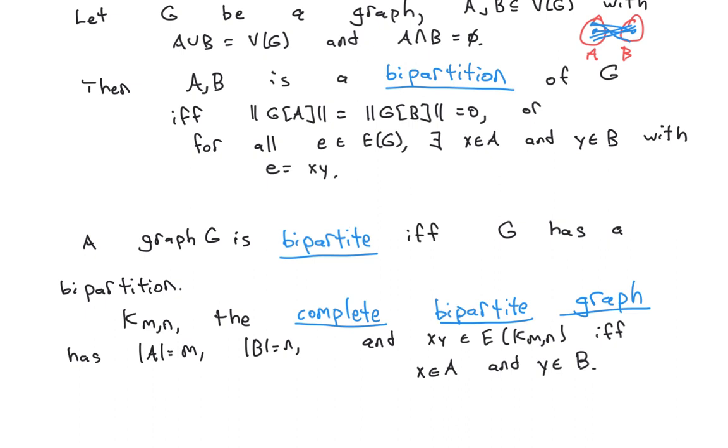So one example of a bipartite graph is called the complete bipartite graph on m vertices and n vertices. So this is where you have each of your sets in your bipartition. One set has size m, one set has size n, and we put all possible edges while keeping the requirement that this graph be bipartite.